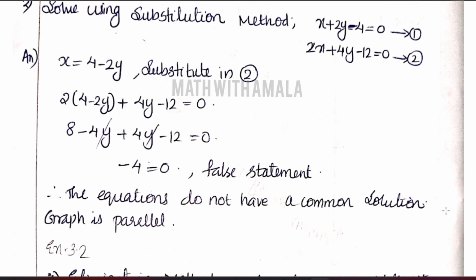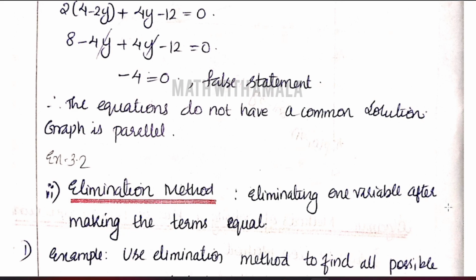Solve using the substitution method. x + 2y - 4 = 0 is the first equation. 2x + 4y - 12 = 0 is the second equation. Now you can see that in the first equation, x is standing alone. So you can write x = 4 - 2y. Now substitute this value in equation 2. Then 2(4 - 2y) + 4y - 12 = 0. This gives -4 = 0. Actually, this is a false statement because -4 is not 0. Hence, the equations do not have a common solution, which means the graph is in parallel form. The two lines are parallel to each other.